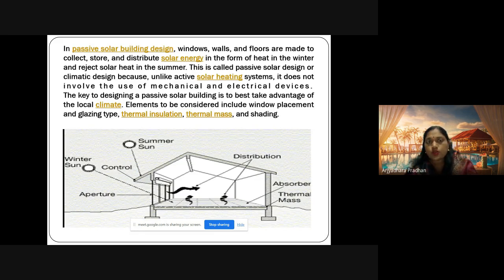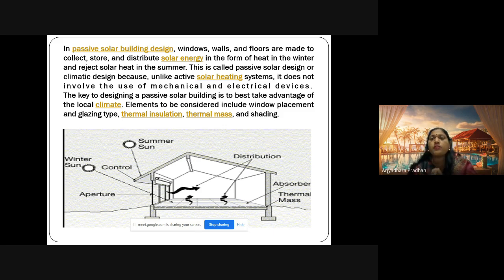Now we'll see a solar passive building design. In this building design, there is no use of electrically active devices like heaters or air conditioners, but by natural means, the building is designed in such a way that in winter it remains warmer and in summer it remains cooler. In passive solar building design, windows, walls, and floors are made to collect, store, and distribute solar energy in the form of heat in the winter and reject solar heat in the summer.